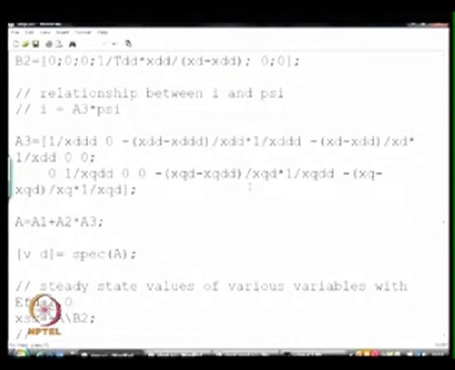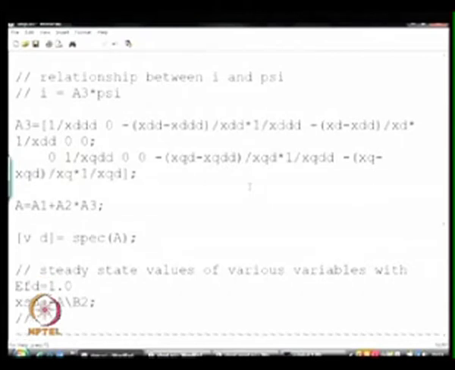The final steady state value of the states can be obtained by setting psi dot equal to 0, in which case the steady state value of the fluxes is given by A inverse B2, which is implemented in this program here.